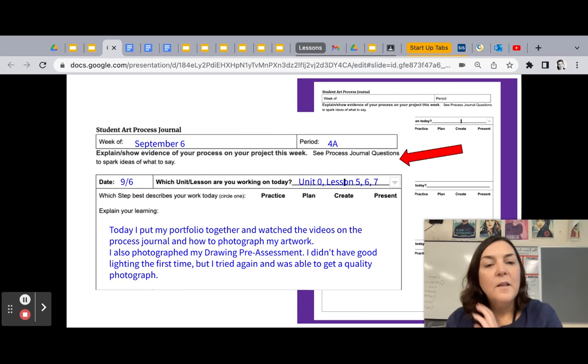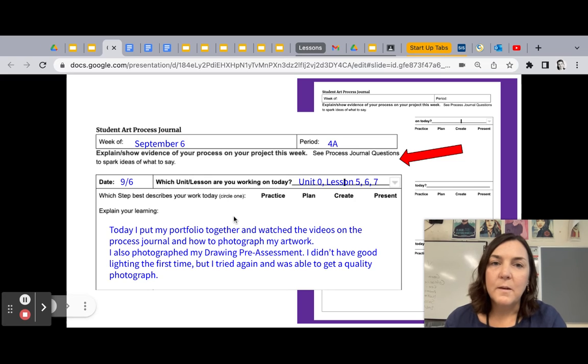So let's look at a real-life example of how you would fill this out. Here you can see we have a journal for this week. The week is September 6th. I always put the first day of the school week, usually a Monday or a Tuesday, and then which class period you come to this class. The date, again, every day that you're in this class, you should be filling this out. Some people like to do it at the beginning of class just to set their goals for the day. Some people like to do it at the end of class. Just remember to fill out one section per day.